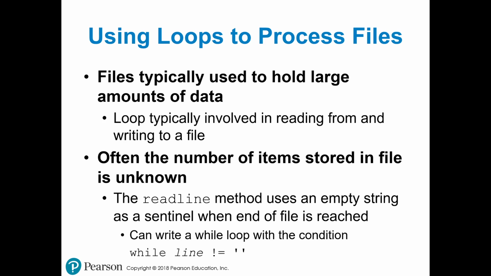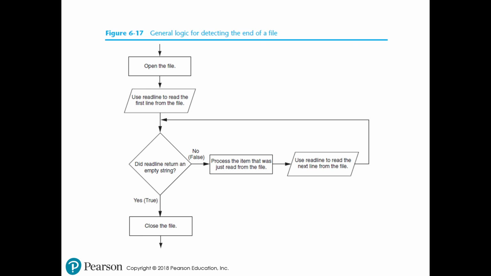And so what we're going to want to do is loop until we reach the end of the file. The readline method will do this for us, and what it does is it returns an empty string when it reaches the end of a file. So we can use this as a loop condition. We can say, for example, while line not equals, blah blah blah, as our loop condition.